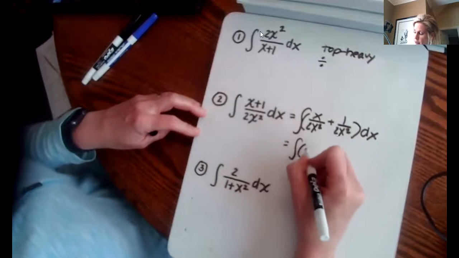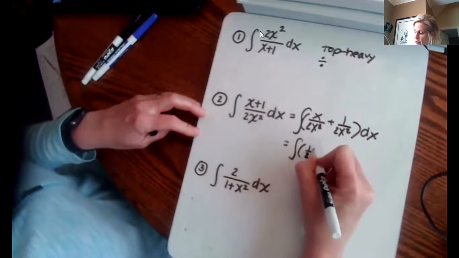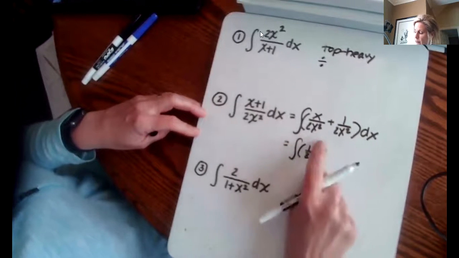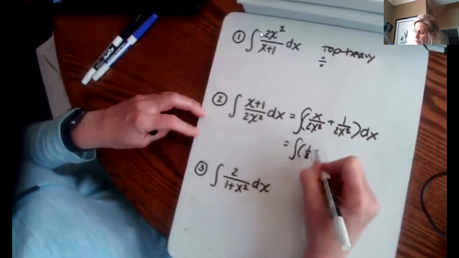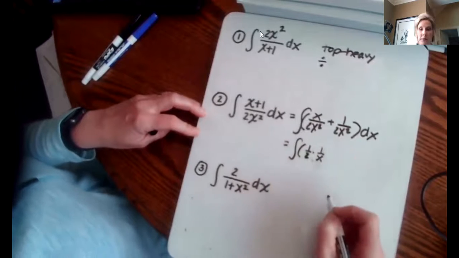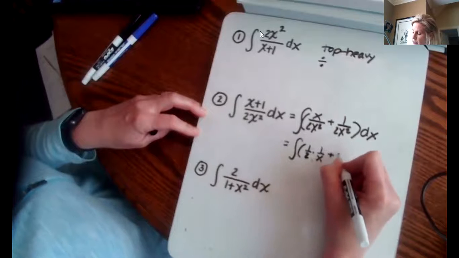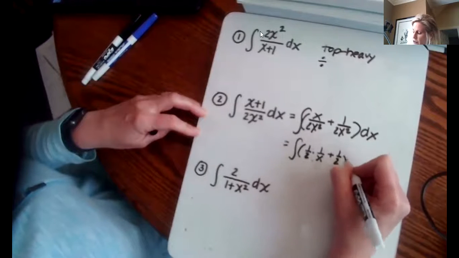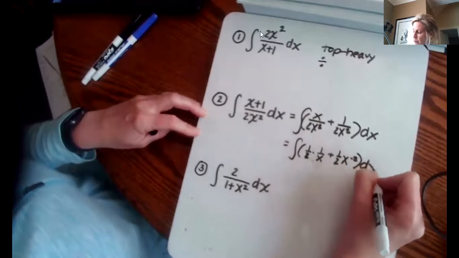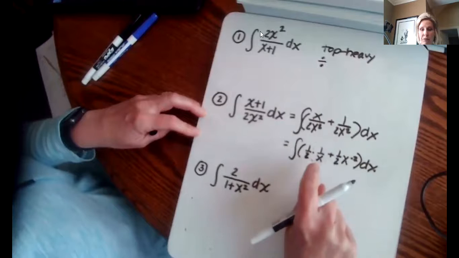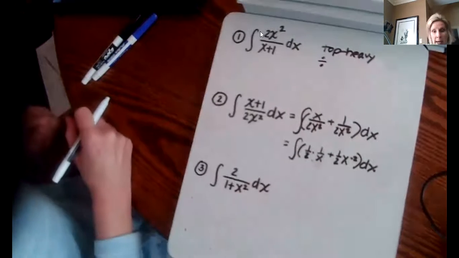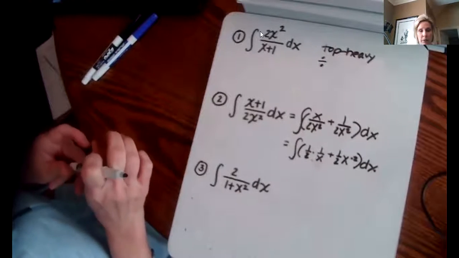So x over 2x squared reduces to 1/2 x to the negative 1. Let's do 1 over x. That would be better. So that's just going to be a logarithm problem. And then the next one simplifies to 1 over 2 x to the negative 2 dx. So I just do both of these straightforward. Okay, I don't need any u-substitution.